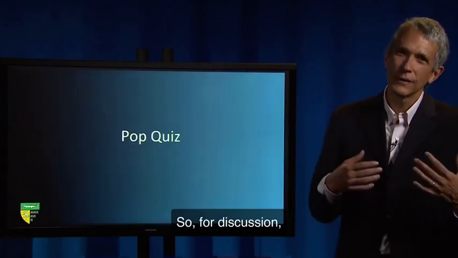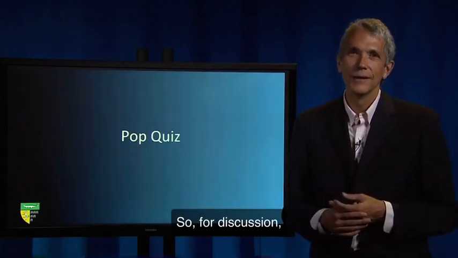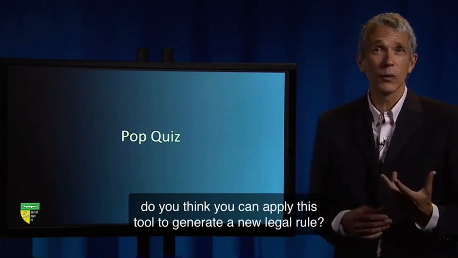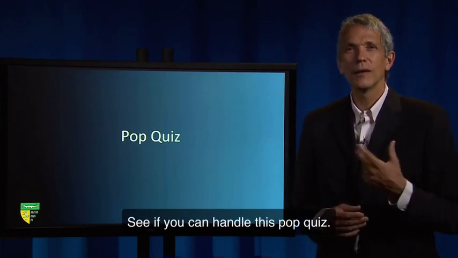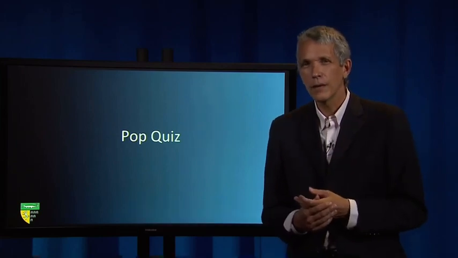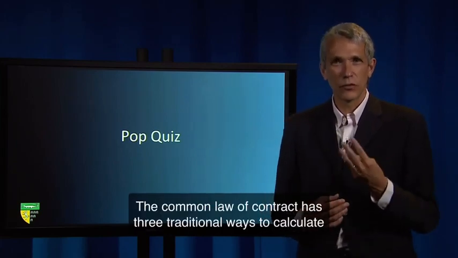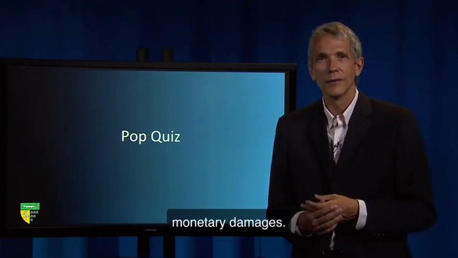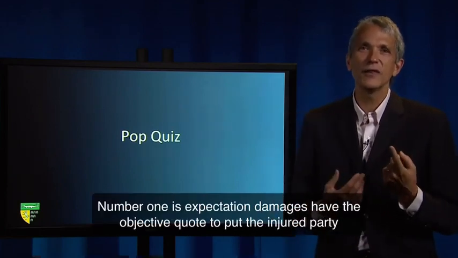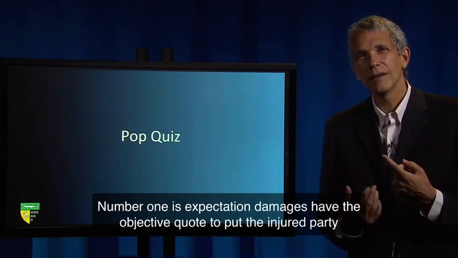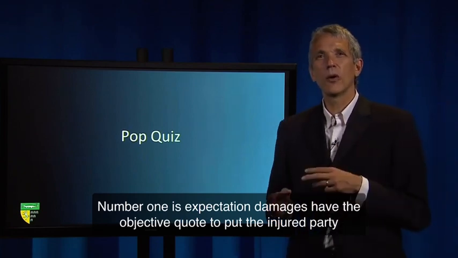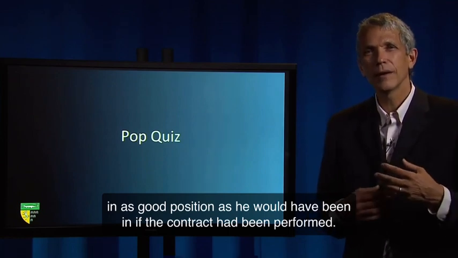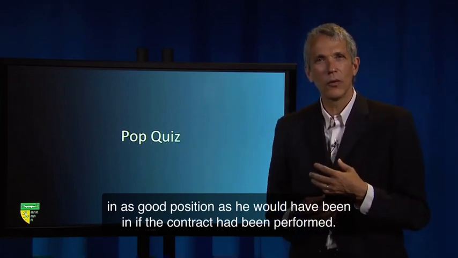So for discussion, do you think you can apply this tool to generate a new legal rule? See if you can handle this pop quiz. The common law of contract has three traditional ways to calculate monetary damages. Number one, expectation damages have the objective, quote, to put the injured party in as good a position as he would have been in if the contract had been performed.